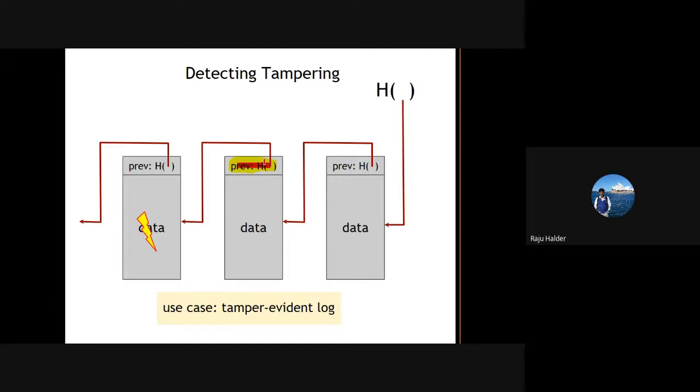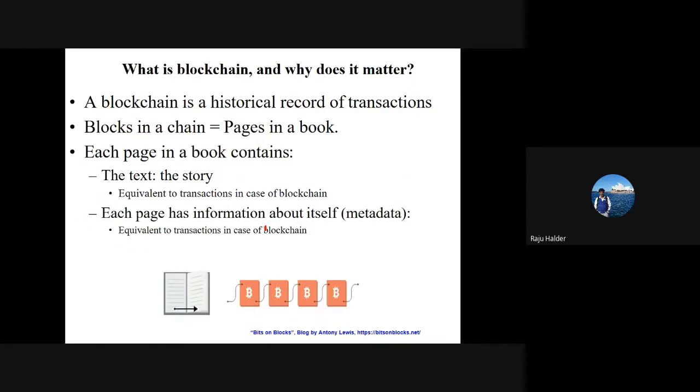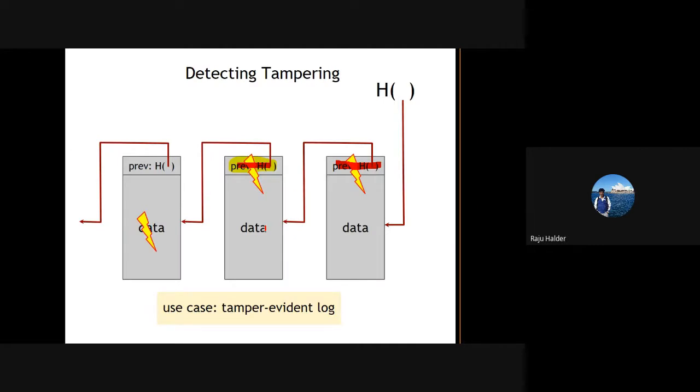But if you change it, then again what will happen? The whole hash value will be changed. That will make this hash invalid. So again, you have to change the hash value here. If you try to change this hash, you can understand that the whole blockchain will become invalid. If you try to modify anyone, you have to modify all the things after that. So that's why you can call it a tamper-evident log.